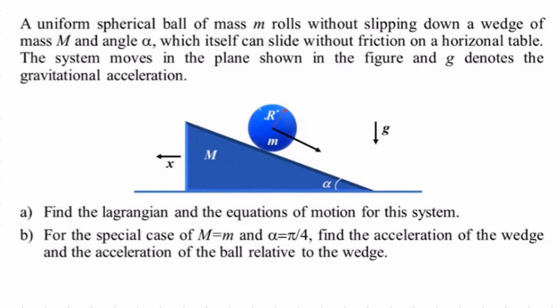We already found the Lagrangian and the equations of motion for this system on the last problem, and this time we want to do the second part, which is for the special case when the mass of the wedge is equal to the mass of the ball and the angle alpha is equal to pi quarters. We want to find the acceleration of the wedge and the acceleration of the ball relative to the wedge.